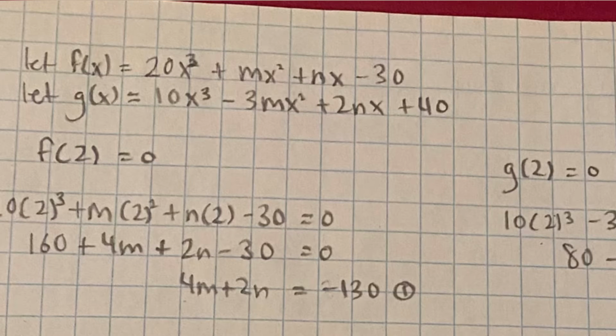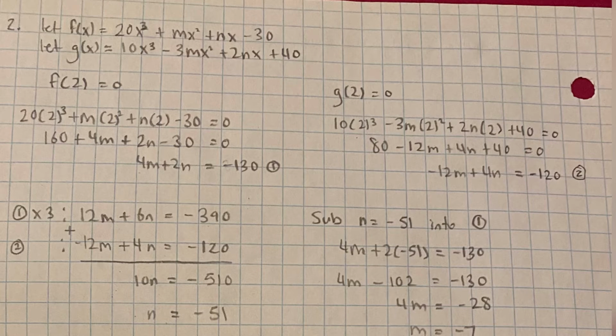Since the question stated that both polynomial functions are divisible by x minus 2, it means that x minus 2 is a factor of both polynomial functions, which means when both are divided by x minus 2, the remainder is 0. Since our p-value is 2, we can say that both f of 2 and g of 2 equal 0. Now that we know this, our next step is to sub in f of 2 and g of 2 into their respective polynomial functions and have them both equal 0.